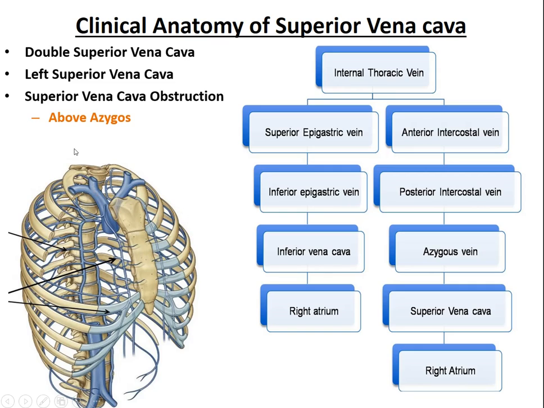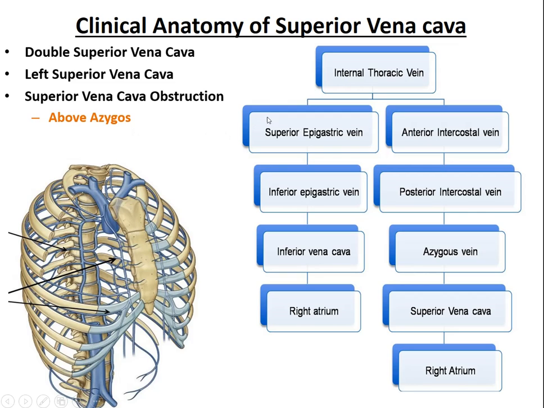Most of the upper half of the body drains through the internal jugular and subclavian veins, ultimately into the brachiocephalic vein, which receives the internal thoracic vein as a tributary, but now the blood flow is reversed. From the internal thoracic vein to the anterior intercostal vein, which anastomoses with the posterior intercostal vein, it ultimately drains into the azygos vein, and from the azygos vein blood drains into the superior vena cava and reaches the heart. So this is the major channel which drains the blood when SVC obstruction occurs above the azygos.